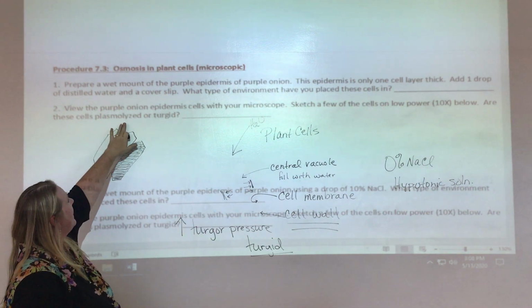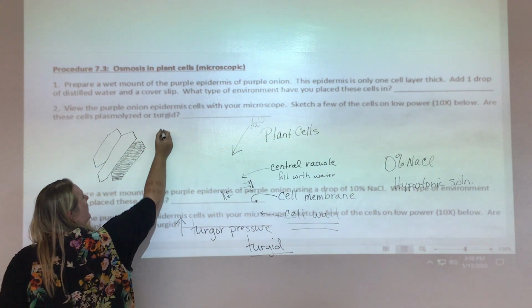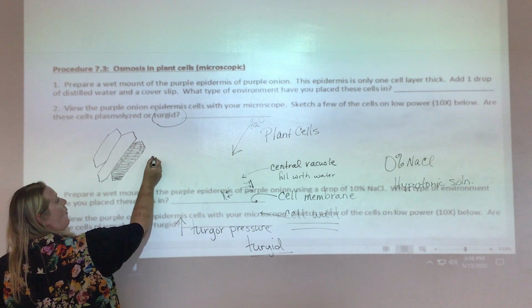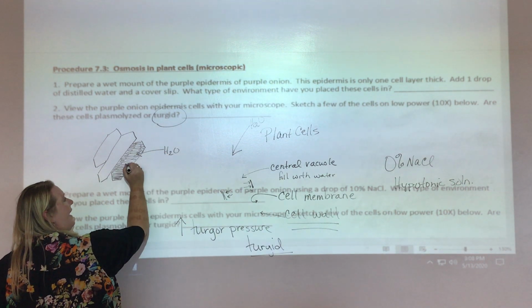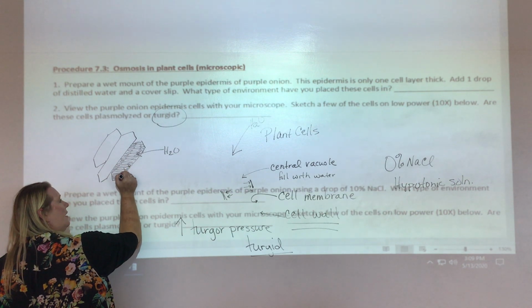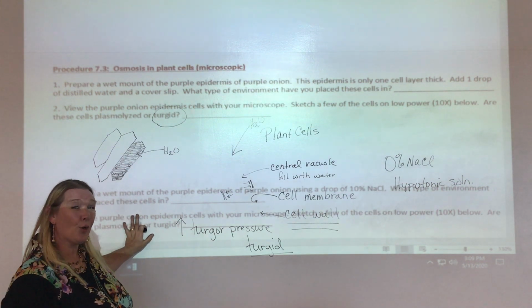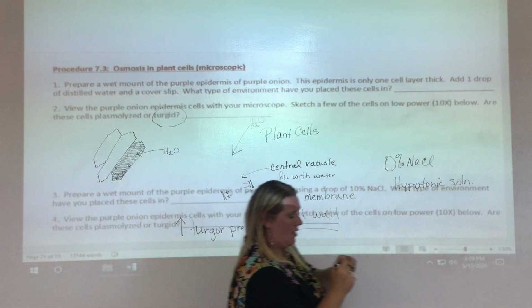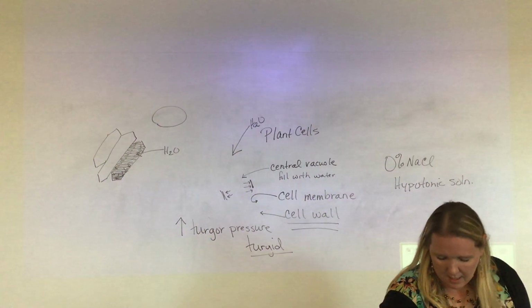Are these cells plasmolyzed or turgid? They are turgid, okay? That water has moved in, and now it's filled up on the inside and it's pushing against the cell wall, creating that high turgor pressure, okay? So let's go back, and we'll do the other one.